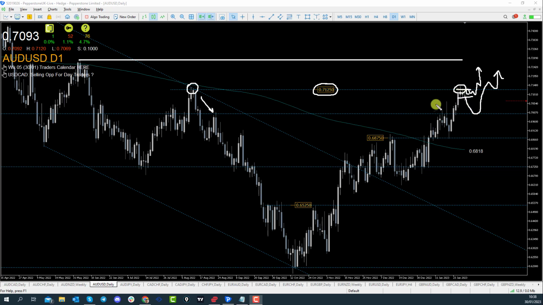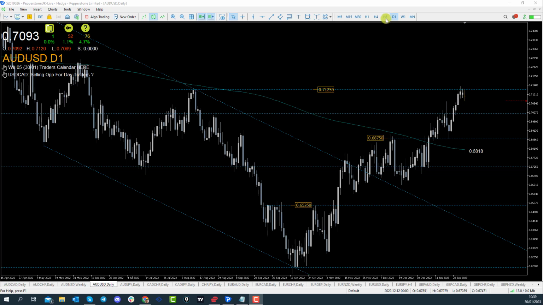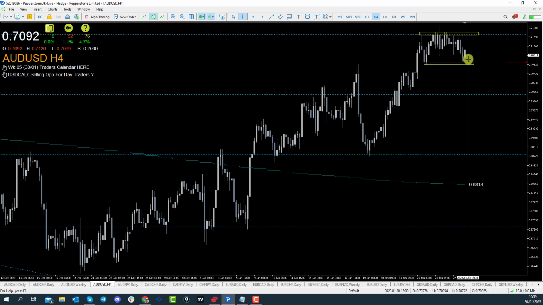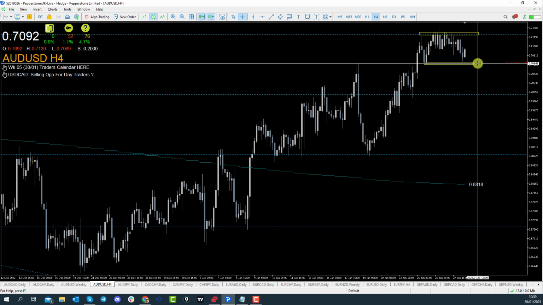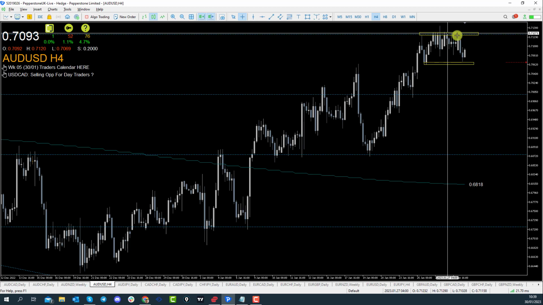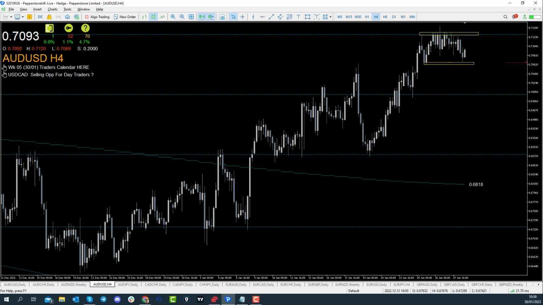Now, if I go to a lower time frame, let's take the 4-hour time frame here, you can see that price is actually trading within a slight range here. So this is the consolidation I'm talking about. We've got the lows here around about the 0.7065, and then we've got that level at 0.7125 where you can see those highs have come into play in here. So I'm actually looking for price to trade within this range.